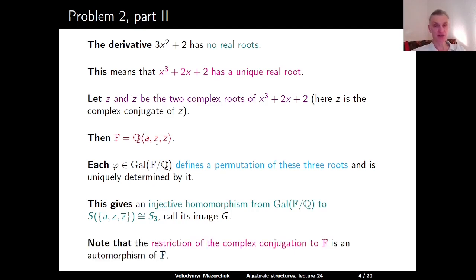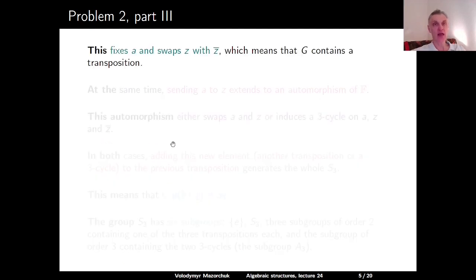Note that the restriction of the complex conjugation to F is an automorphism of F, of course, so it fixes a and it swaps z and z overlined. So this means that our group G contains a transposition which swaps z and z overlined.